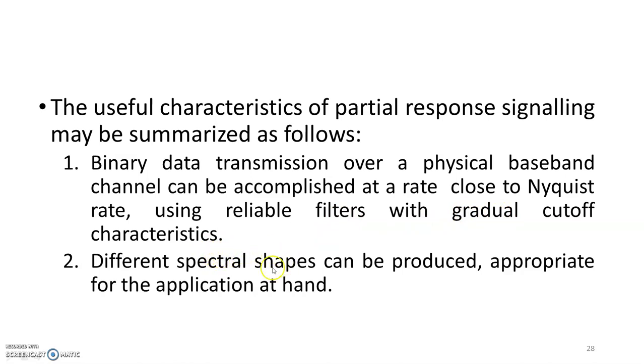And one more advantage is that when you have class 1, you have one spectral shape, that of a cosine, and you have a DC component. When you use the modified duobinary, you have the sine shape, and the DC component is 0. So different spectral shapes can be produced according to your application at hand. These are the two main useful characteristics, or advantages, of partial response signaling.